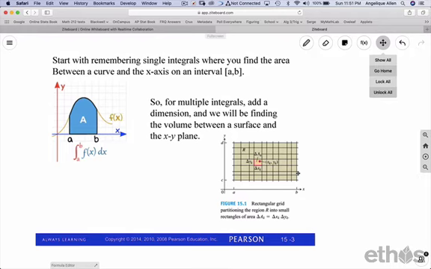Just want you to remember what you learned when you learned how to calculate single variable integrals. You were taking a curve like f of x here, and you were calculating the area underneath the curve over an interval from a to b. So it was always the area between the x-axis and the curve f of x. And of course, here's the integral symbol that means the same thing. And so we're going to expand this like we have in every other situation, going from single variable to multivariable, we're adding a dimension. So when you add a dimension to area, you get volume.